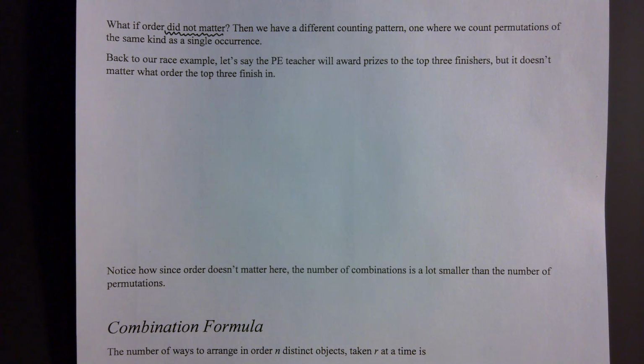So when we have our different counting pattern, one where we count permutations of a single kind of occurrence, we're going to basically take the permutations and we're going to divide out the repeats. So let's go back to this race example. We have our PE teacher, he's awarding prizes. Now, in the permutations, we said first place gets a bigger prize. Let's say, in this case, it's more extra credit. Second place gets a little less extra credit. Third place gets the lowest amount of extra credit.